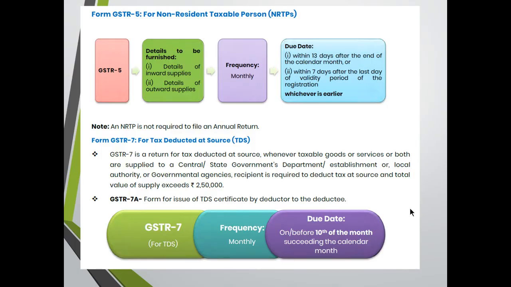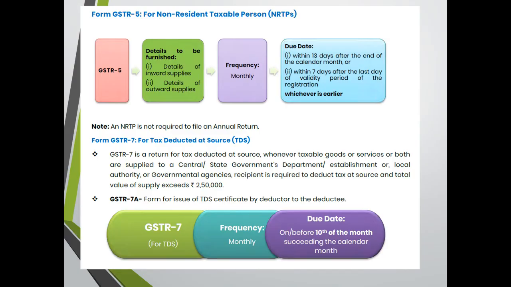By a recent notification, apart from the government agencies, while purchasing various minerals, scrap, various metal scraps, the purchaser would be required to deduct TDS at the rate of 2%. In those situations wherein TDS is deducted, the deductors would be required to submit their returns in form GSTR 7. So GSTR 7 is the form required to be submitted by those deductors.